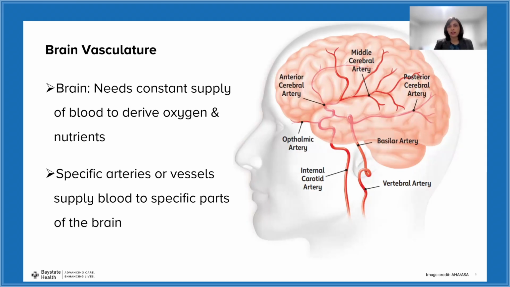Being a critical organ, the brain needs a constant supply of blood to derive oxygen and nutrients. For every specific part of the brain, there is a corresponding specific artery. This diagram shows the internal carotid arteries, the large vessels at the front of the neck, and the vertebral arteries, which run through the vertebral spine at the back. At the brain level, these connect with each other through an interconnected network called the circle of Willis, which is how the blood vessels at the front of the brain connect with the vessels at the back.